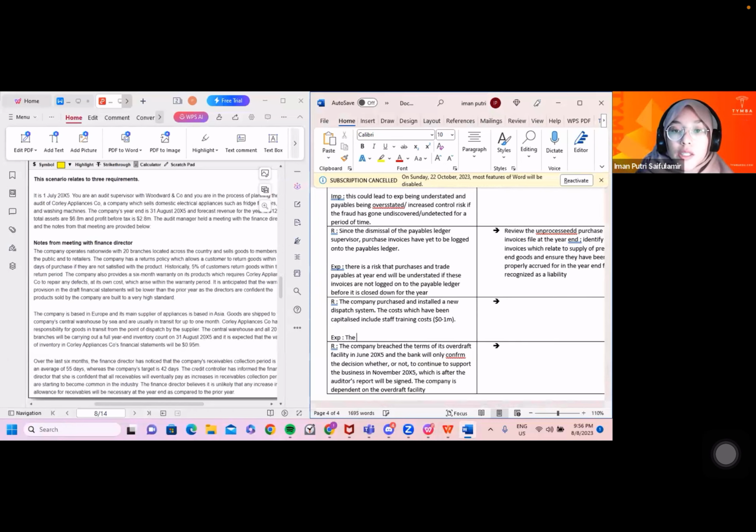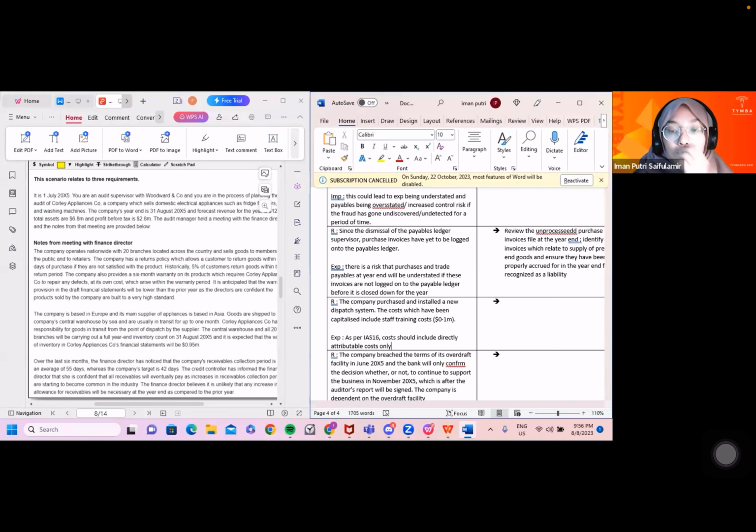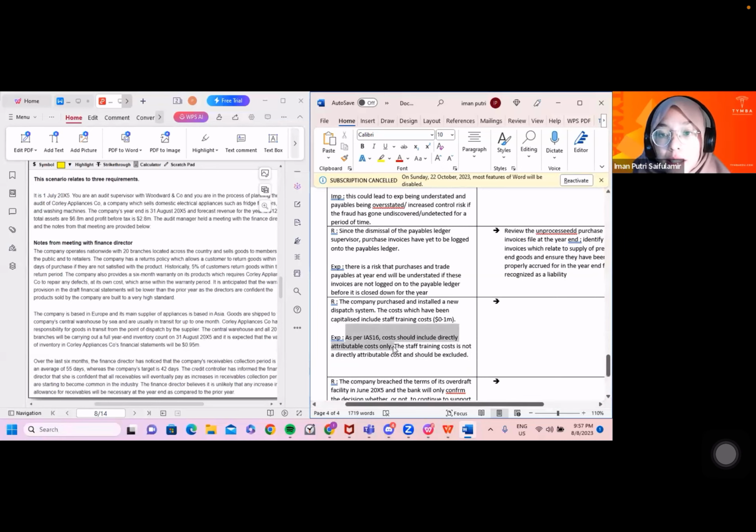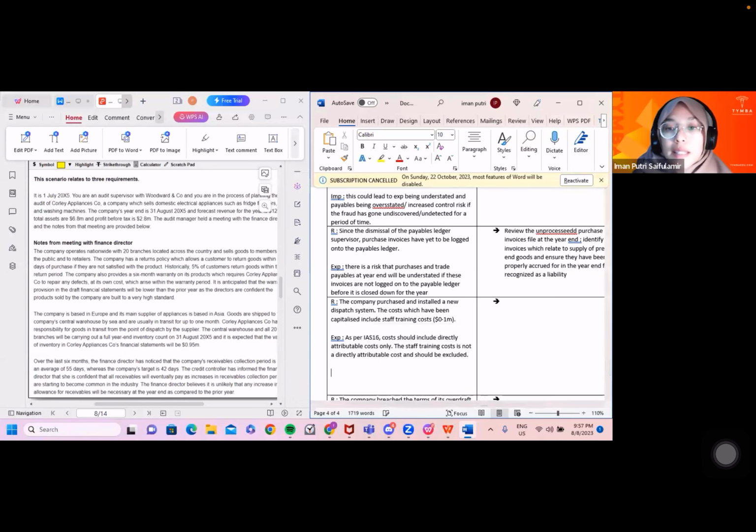The training costs. Usually what people will do is, as per IAS 16, costs should include directly attributable cost only. And then you come to the point that the staff training cost is not a directly attributable cost and should be excluded. How can I fix this to be more, we want to apply immediately instead of wasting our time explaining the standard here and not getting any marks. So let's immediately apply.